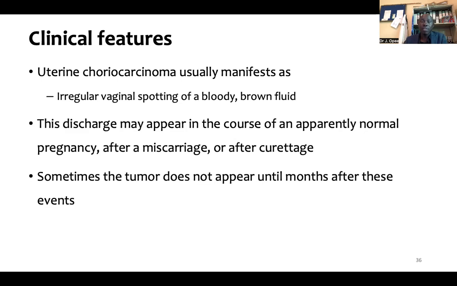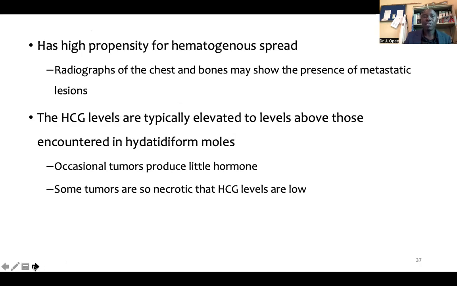So it is very important for us to know. And sometimes we can diagnose this when you take all the samples, all the curated samples, for pathology. We'll be able to have this done. Sometimes the tumors may not appear immediately, but can take some duration of months, even up to a year, for it to appear when someone gets pregnant.